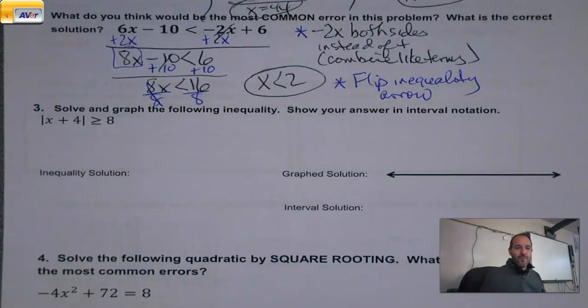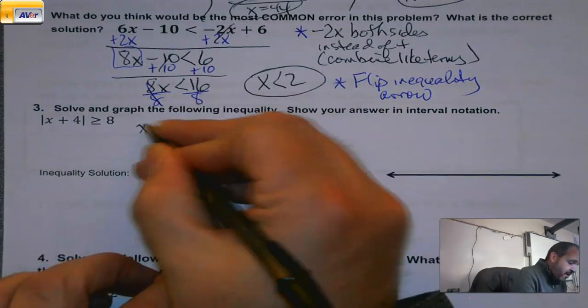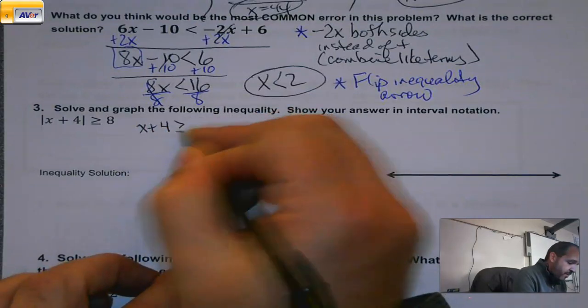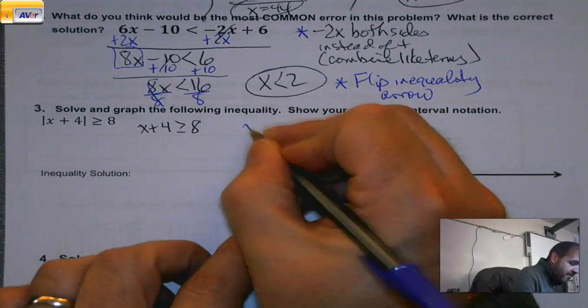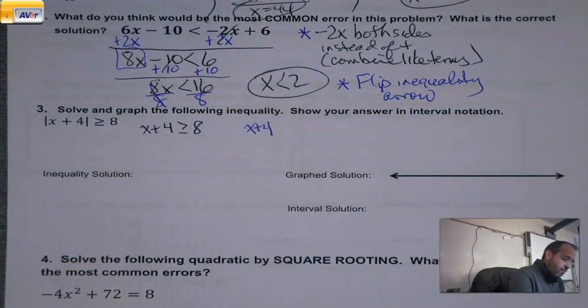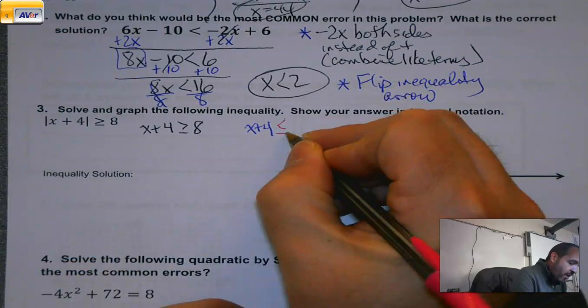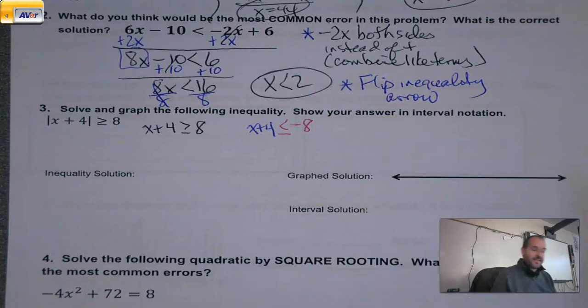Finally, just a straightforward normal one here. Solve and graph the following inequality. Show your answer in interval notation. Okay, so when we go to solve, when it's an absolute value, there's going to be two parts to this. First part, we just copied. Second part, we flip the arrow and change the answer side. So what I did in pink there.